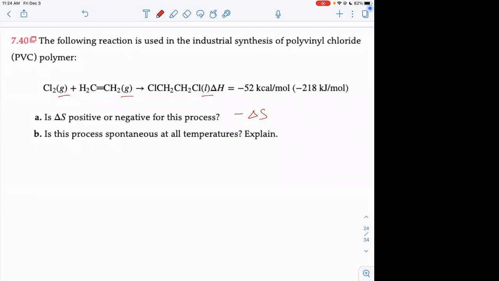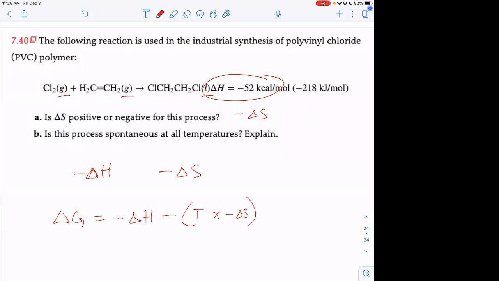Is this process spontaneous? It tells you delta H. So we got a negative delta H, and we have a negative delta S. And remember, our equation for delta G here is a negative delta H minus the temperature times a negative delta S. So what do you think about this question? Is it spontaneous at all temperatures?